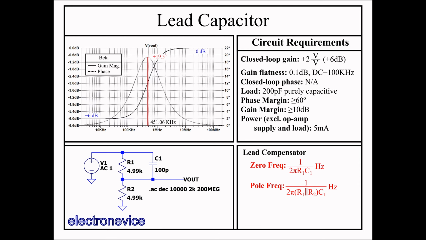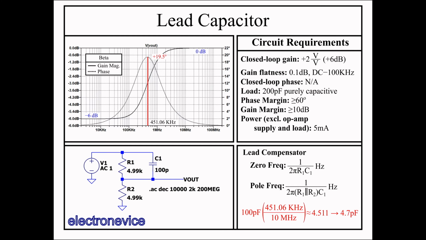So since we know that the pole and zero frequency are both proportional to 1 over C1, we just have to scale C1 down by 451.06 kHz divided by 10 MHz, which produces a value of 4.511 picofarads. This is pretty close to the standard value of 4.7 picofarads, so we'll use that value.